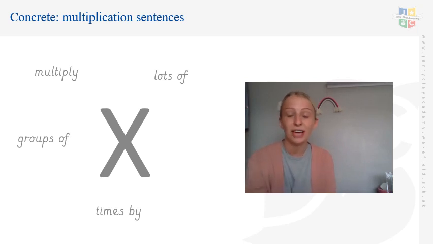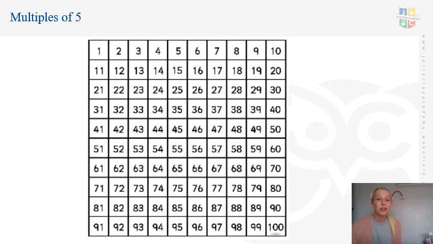Brilliant. So let's have a look at our 5 times table. Okay, so to get us going, ready for our 5 times tables, let's practice our counting in 5s together. Are we ready? Let's go. 5, 10, 15, 20, 25, 30, 35, 40, 45, 50, 55, 60, 65, 70, 75, 80, 85, 90, 95, 100. Brilliant. Well done, Year 2.